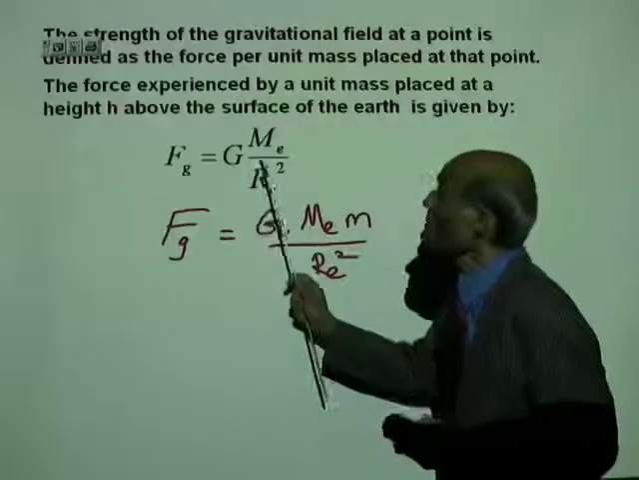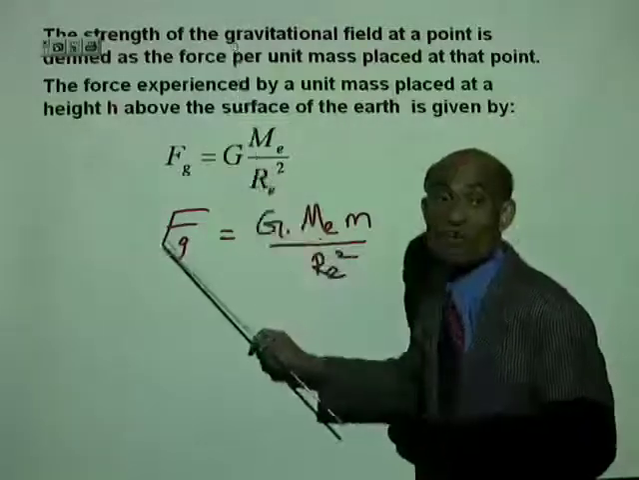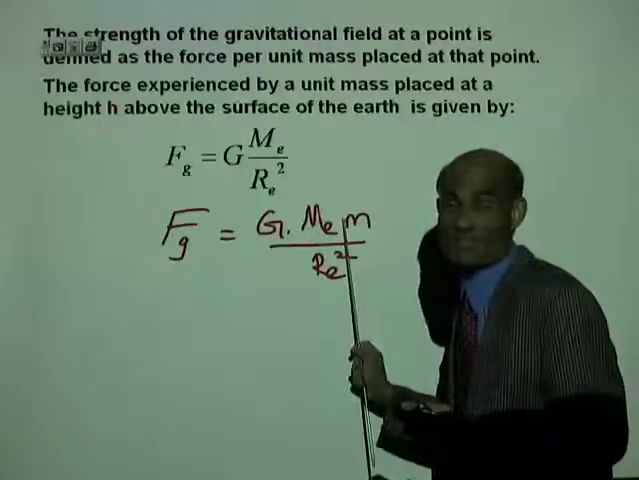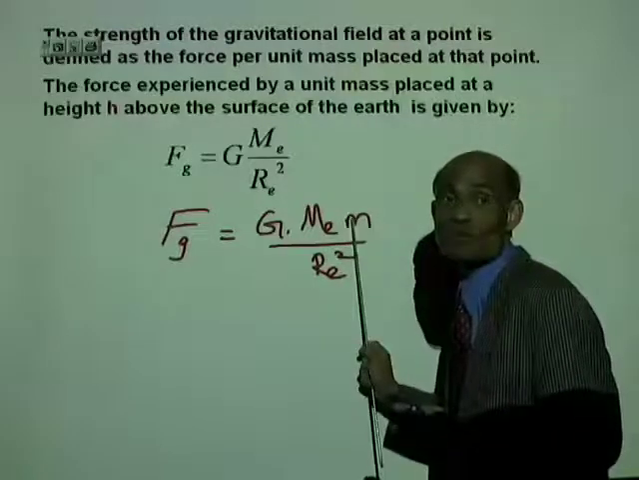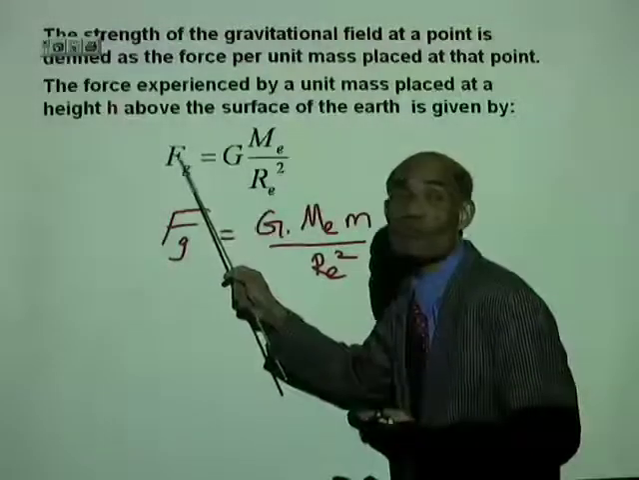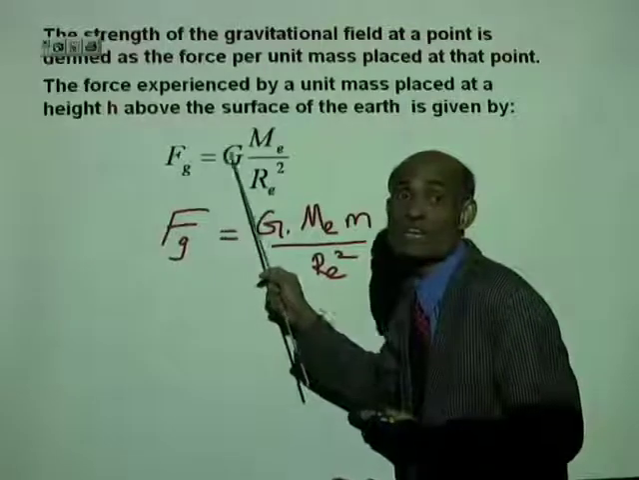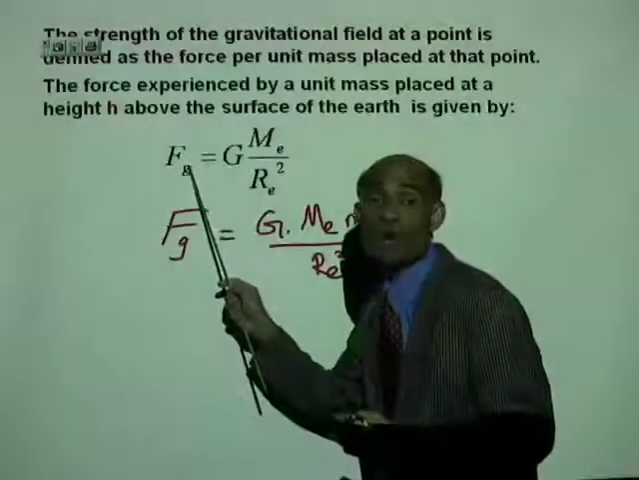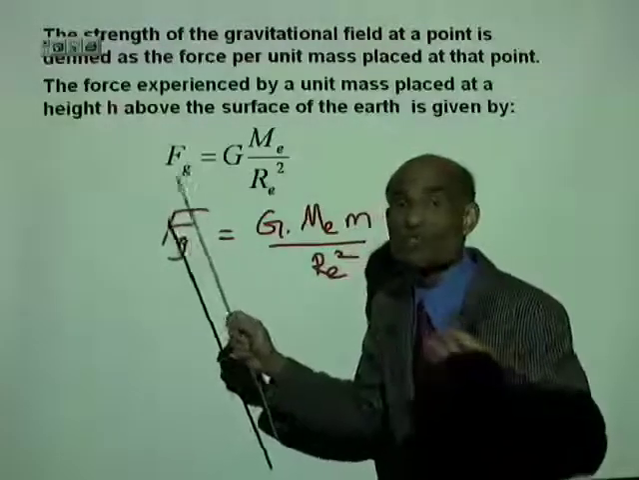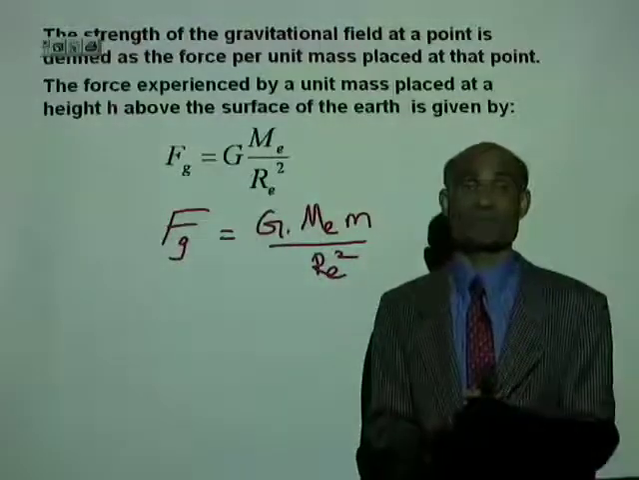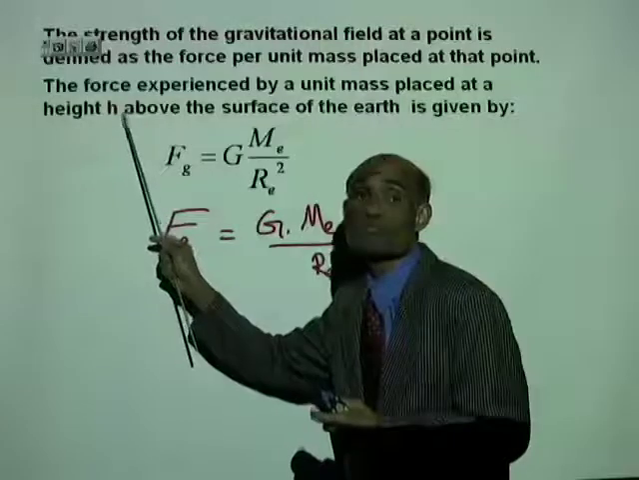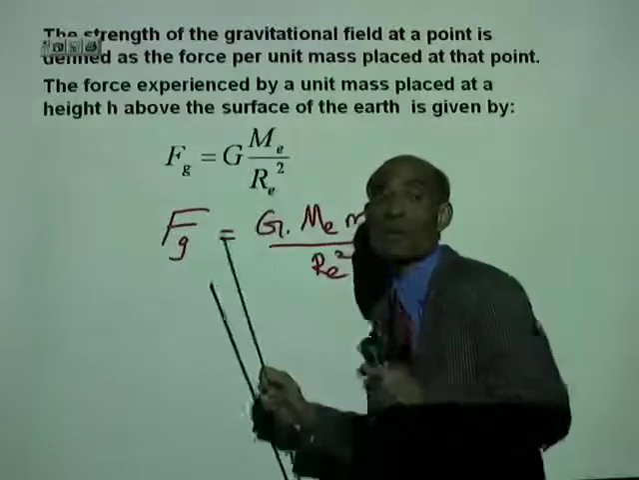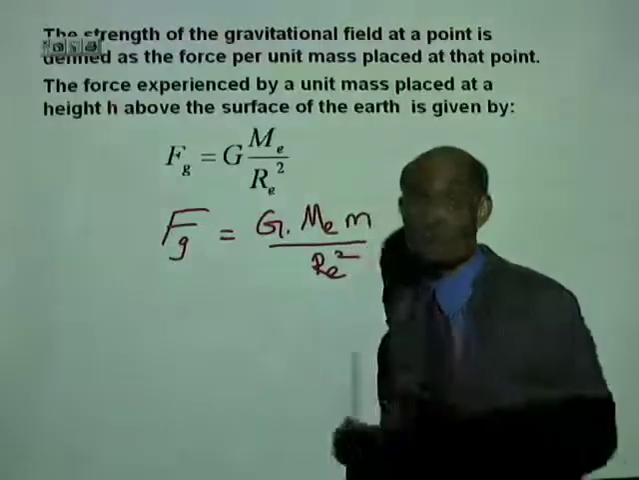Well, since gravitational field is the force per unit mass, then what is the value of this m? That will be 1. When this m equals 1, you can see the force per unit mass is GMe over Re squared. And this is a measure of the gravitational force on the surface of the earth. If you now want to find the gravitational field at an altitude h, replace this Re by Re plus h. Is that right? Yes.